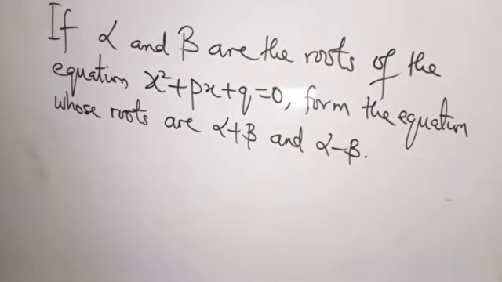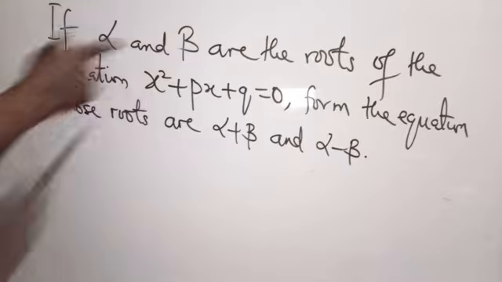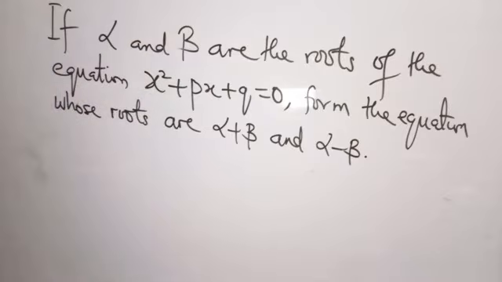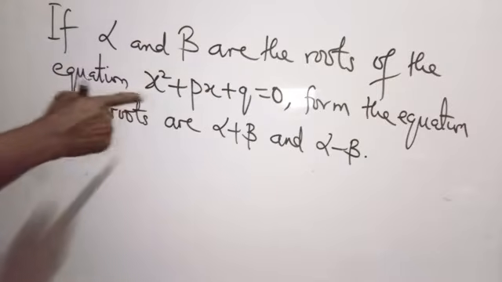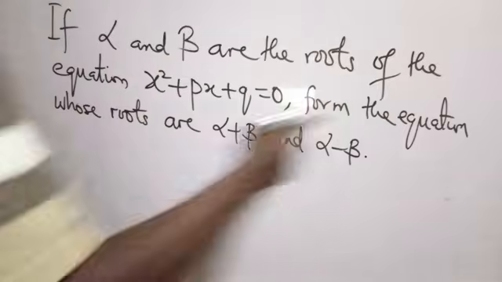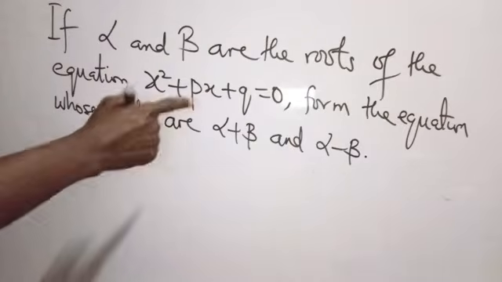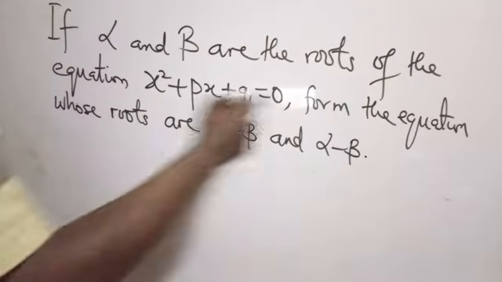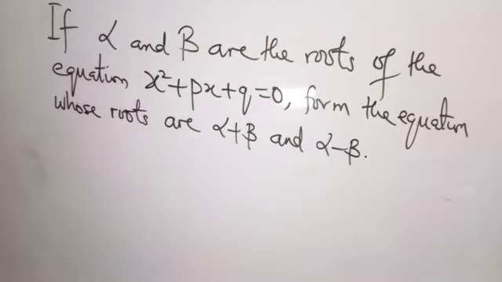In this video, we want to solve these algebraic equations in the form of alpha and beta. Now, if alpha and beta are the roots of the equation x squared plus px plus q is equal to 0, form the equation whose roots are alpha plus beta and alpha minus beta. Now, let us see how we can solve this problem.